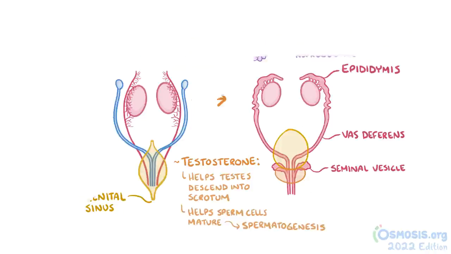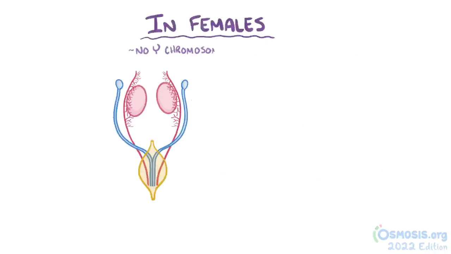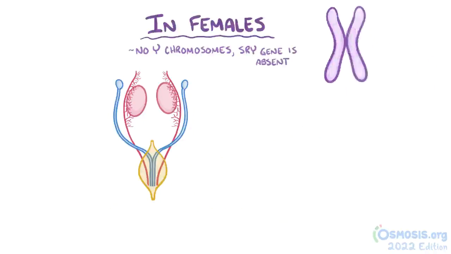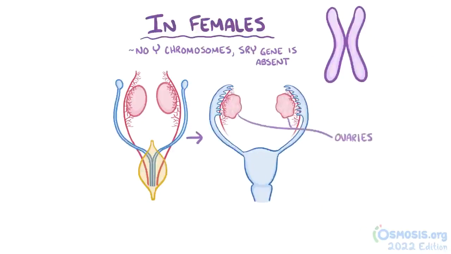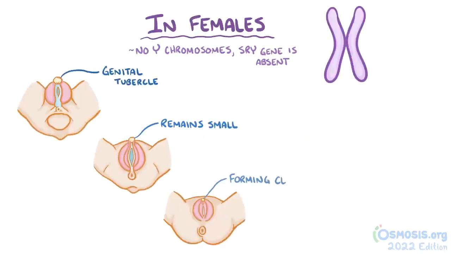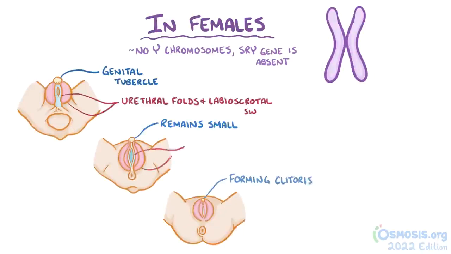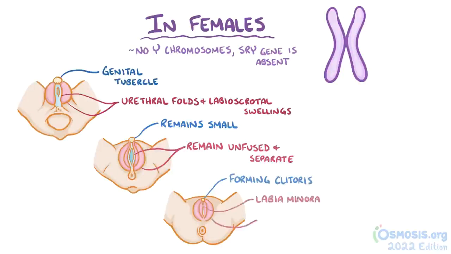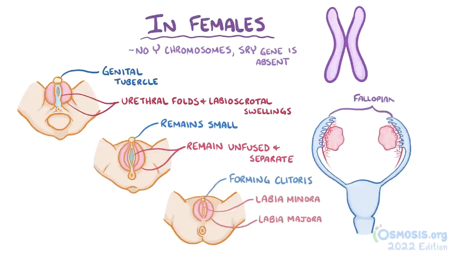In females, there's no Y chromosome, so the SRY gene is absent. As a result, ovaries develop from the internal gonads, and androgen levels remain relatively low, so the genital tubercle remains small. And this forms the clitoris, and the urethral folds and labioscrotal swellings remain unfused or separate, forming inner and outer skin folds that surround the opening of the vagina, and these are called the labia minora and labia majora. Without the testes, anti-Mullerian hormone is also absent, so Mullerian ducts develop into the fallopian tubes, uterus, and upper part of the vagina.